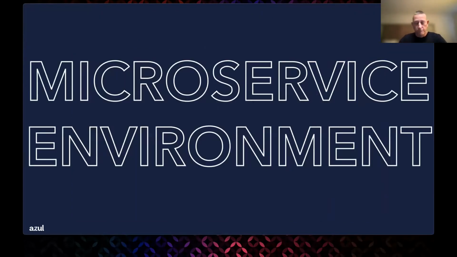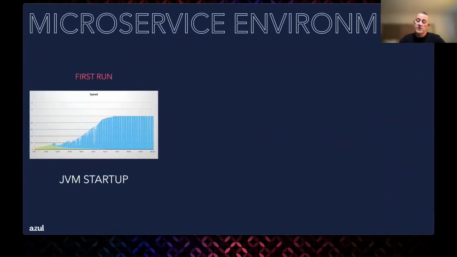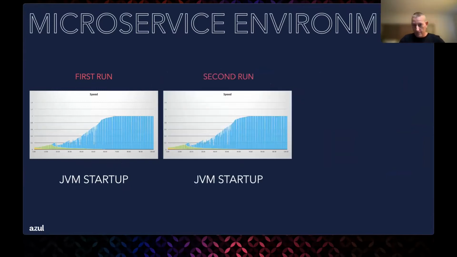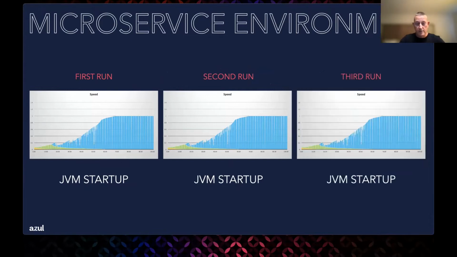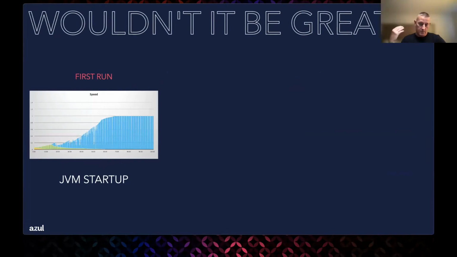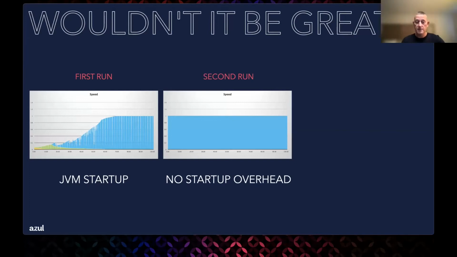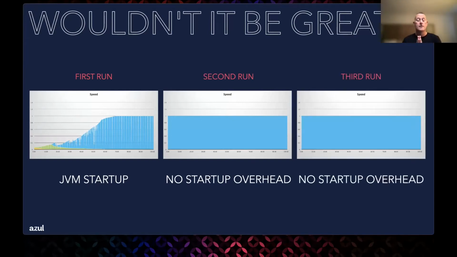Okay, so if we take this knowledge to a microservice environment, then you would probably see something like this. You have the first run, you have the JVM startup, including the warm-up. Second run, same thing. Third run, same thing. Well, that could be a problem. I mean, it's not a problem for everyone, but some people are really suffering from JVM startup time in microservices. And wouldn't it be great if you could do something like this? You start it up the first time, you warm up the JVM, the second time you start it, it's fast, third time, fast. From that moment on, there wouldn't be any startup overhead. That would be really great.